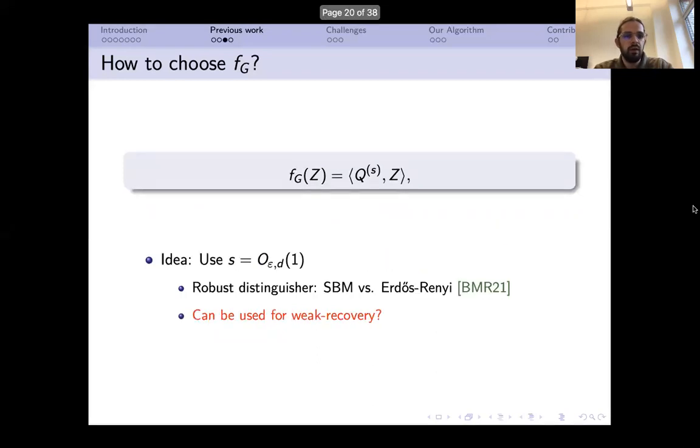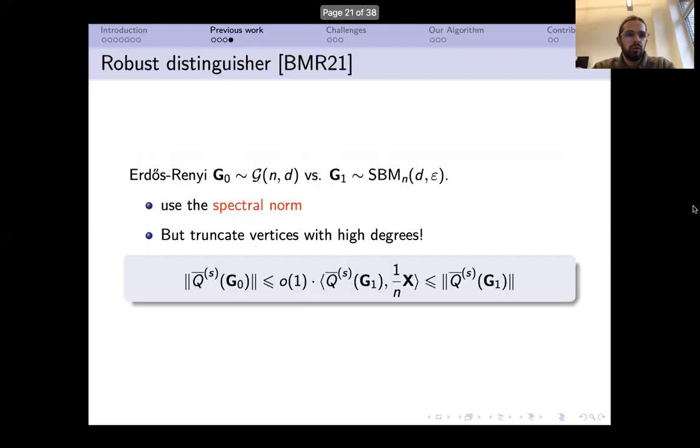So the idea is instead to choose something in between. We want to look at paths that have constant but large length. This idea has been used recently to design a robust distinguisher, so an algorithm that distinguishes between the stochastic block model and the adversarial model. So now the question is, can this be used for weak recovery?